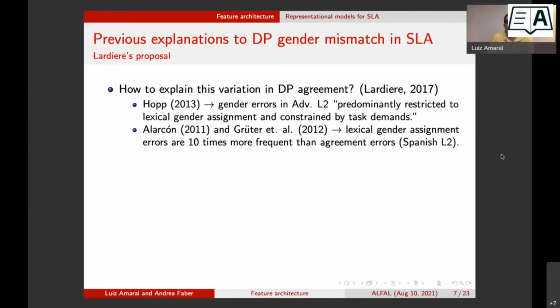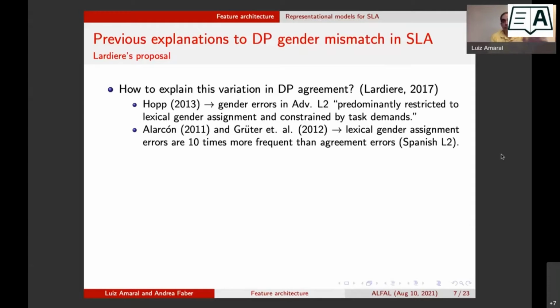So how to explain this variation in DP agreement, right? Here we are reviewing some of the papers, including Lardier 2017, but also some other papers that have been published more recently. One of the interesting themes that comes back is that, for example, gender errors in advanced L2 speakers, presented by Hopp 2013, are predominantly restricted to lexical gender assignment and constrained by test demands. And Alarcon 2011 and Rutgers et al. also argued that lexical gender assignment errors are 10 times more frequent than agreement errors.